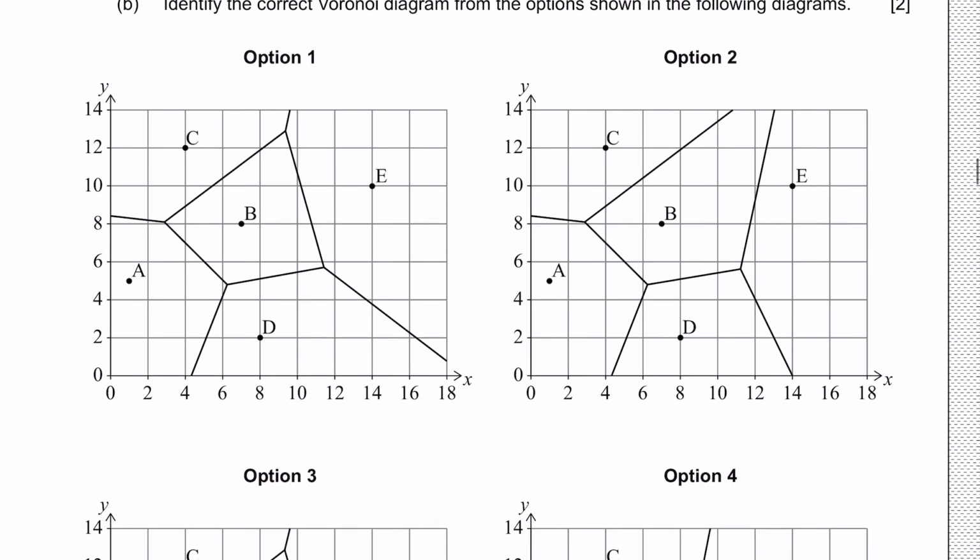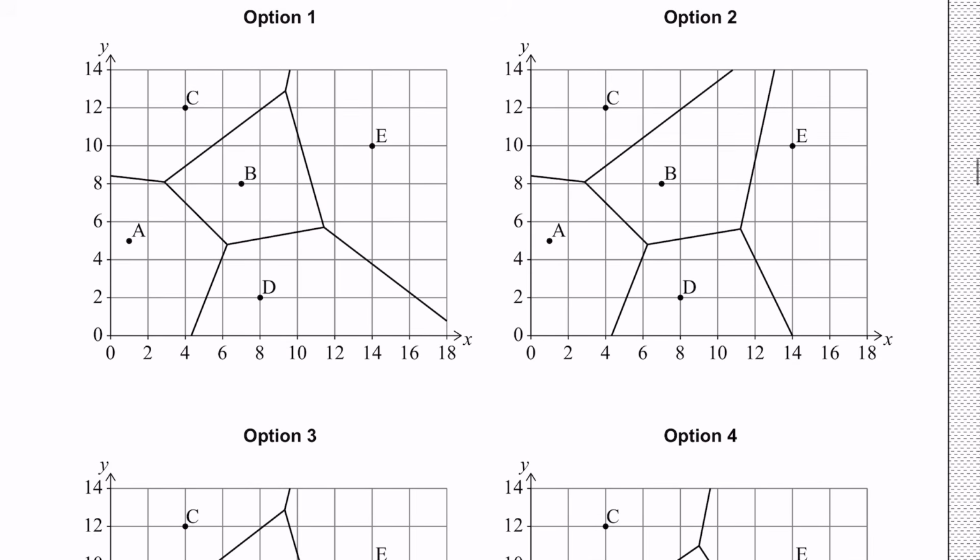Okay, so what do we know about a Voronoi diagram? We know that each cell represents points that are closer to a given site than any other. So for example, here we're closer to E, or at least if this is the correct one, we should be closer to E than to B. Similarly here, we're closer to D than we are to either B or E. So that's what these cells represent.